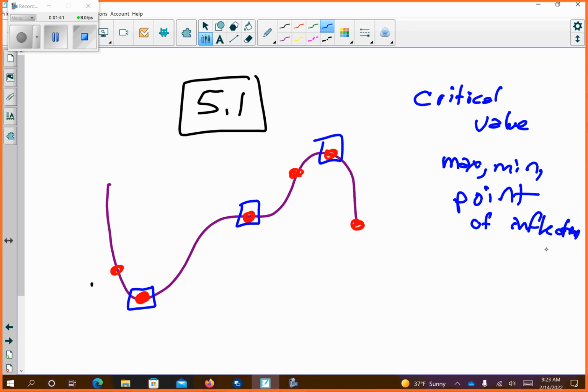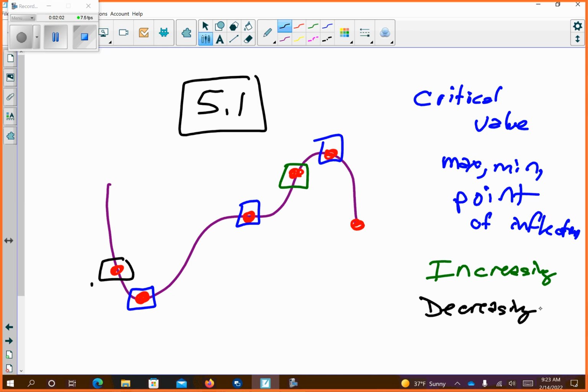We also know this green would be where we are increasing. If I took the derivative at that point, it would have a positive slope. This point right here would be decreasing, because if we took the derivative, or just looked at it, the slope of our tangent line would be negative. So that's the ins and outs of what we've worked on.